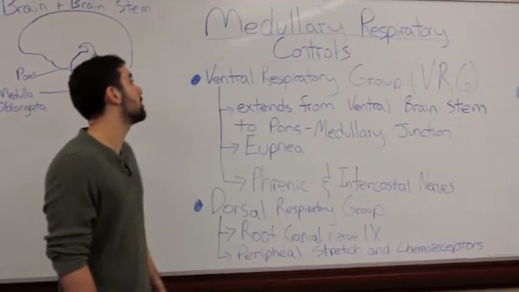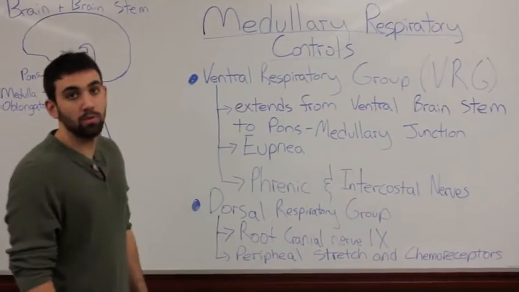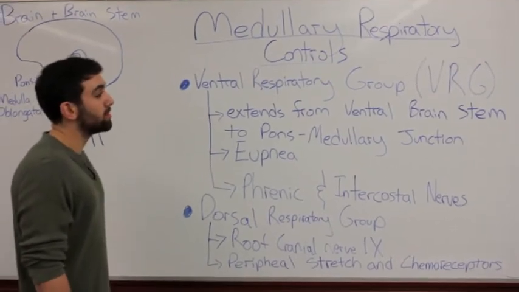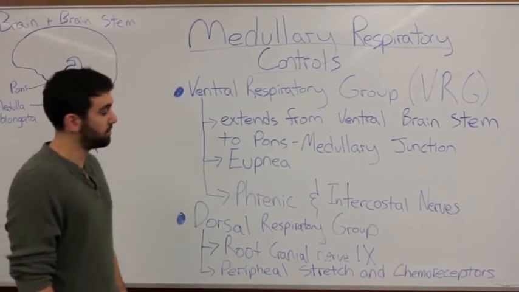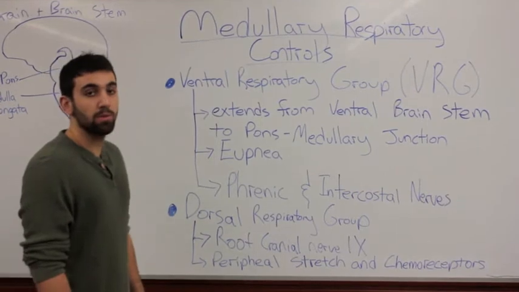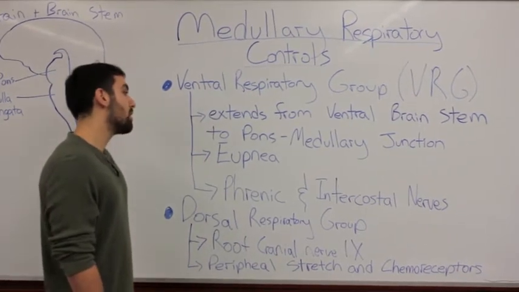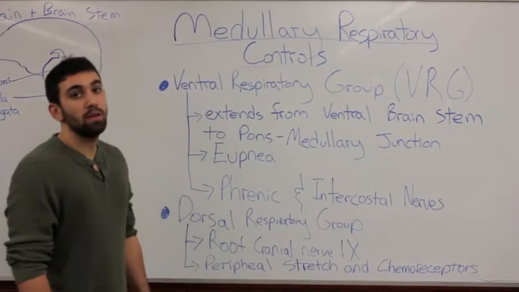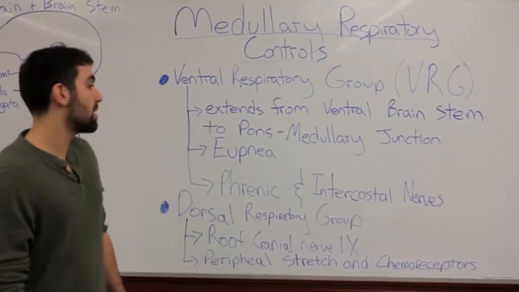Medullary respiratory controls include the ventral respiratory group, or VRG, which extends from the ventral brainstem to the pons medullary junction. This controls apnea, or the rhythmic breathing of the body. Phrenic and intercostal nerves innervate the diaphragm and intercostal muscles respectively.